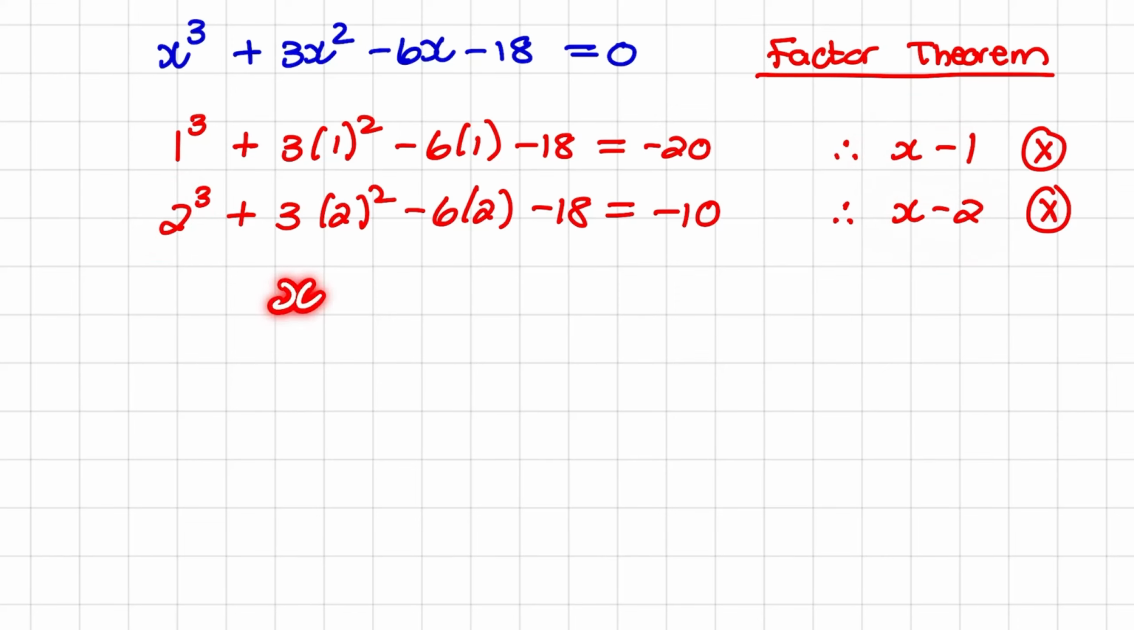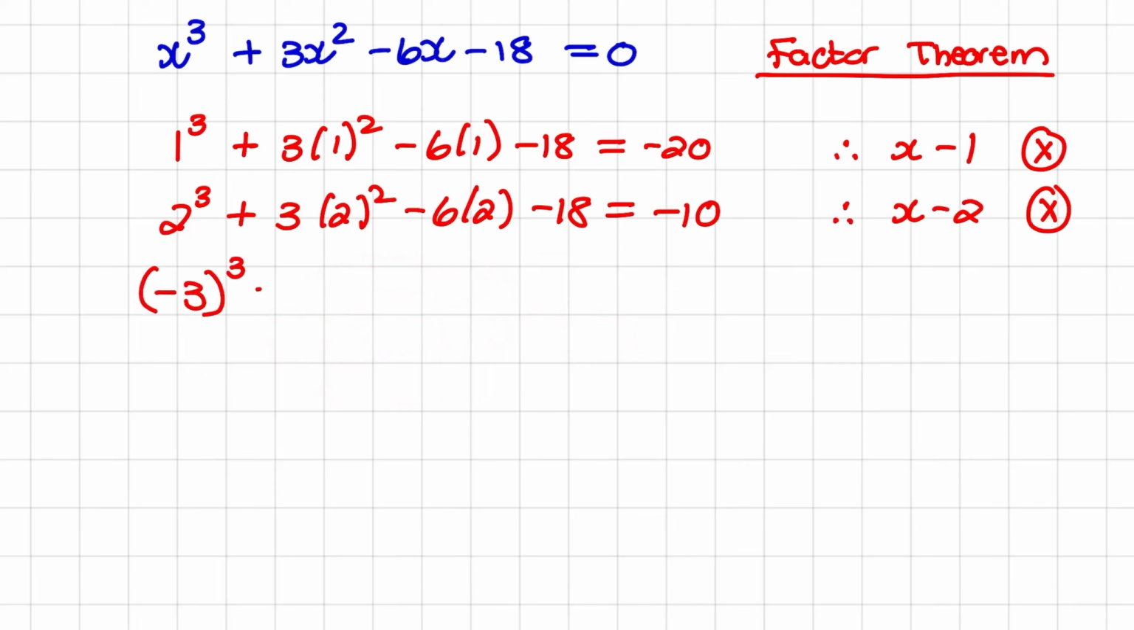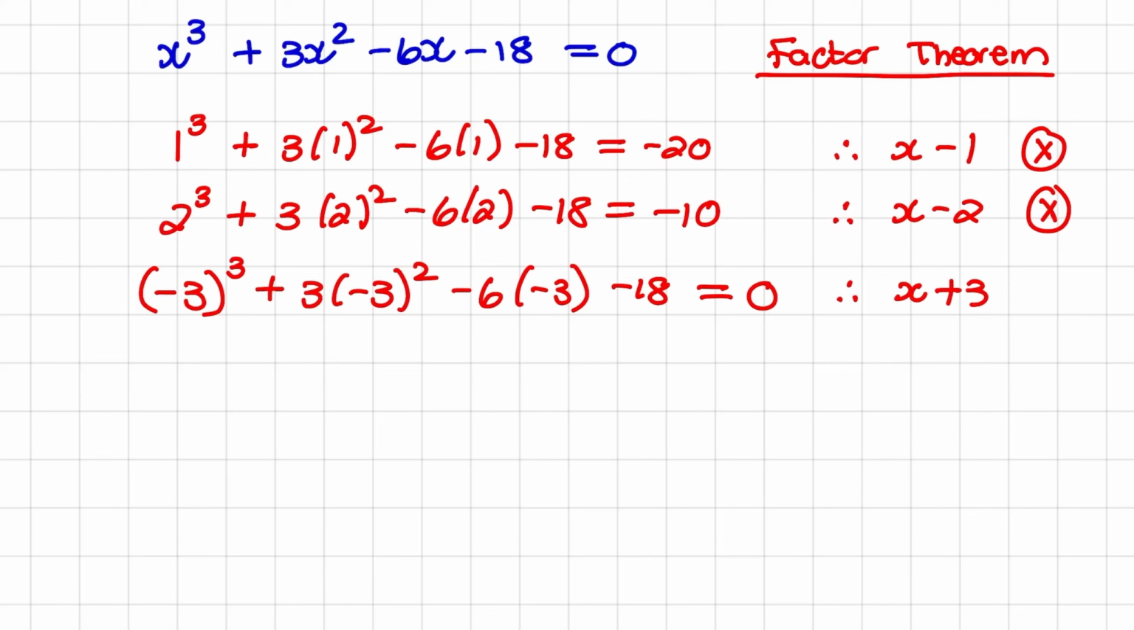So how I see it is that I've replaced x with 1, and I try to solve for x in reverse. So I say that when x is minus 1, would not yield the result of 0. So that will not be one of my brackets. So let us continue testing. I'm going to try negative 3. So it's negative 3 cubed plus 3 times negative 3 squared minus 6 times negative 3 minus 18. And that is equal to 0. So therefore, x plus 3 is a factor for this expression. So that will be one of my brackets.